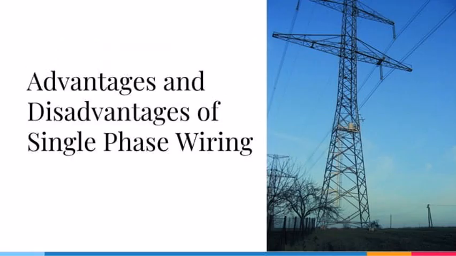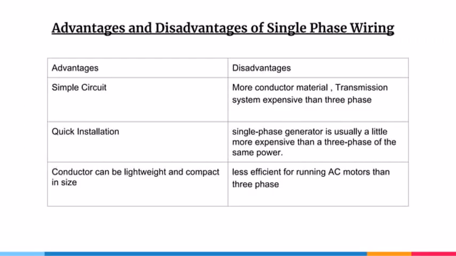Next is about the advantages and disadvantages of single-phase wiring. The advantages of single-phase wiring are that it has a simple circuit and can be quickly installed, and the connectors can be lightweight and compact in size. Whereas the disadvantages are that it needs more conductor material and the transmission system is more expensive than three-phase. A single-phase generator is usually a little more expensive than a three-phase one of the same power, and less efficient for running AC motors than the three-phase supply.